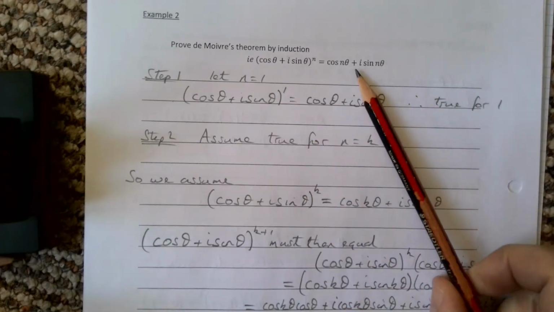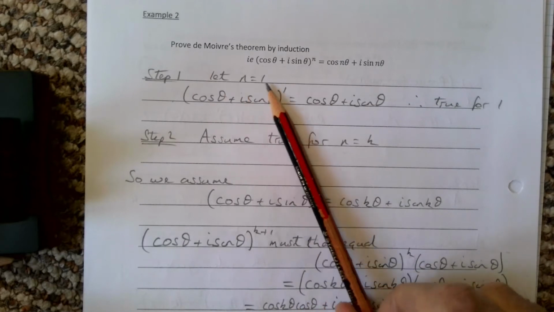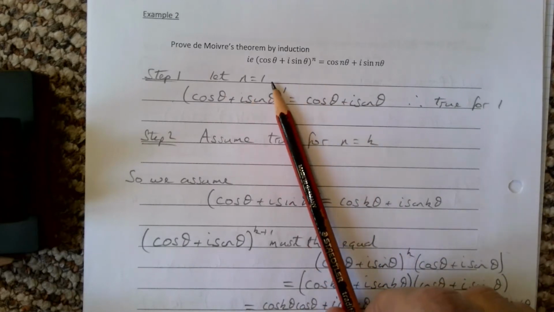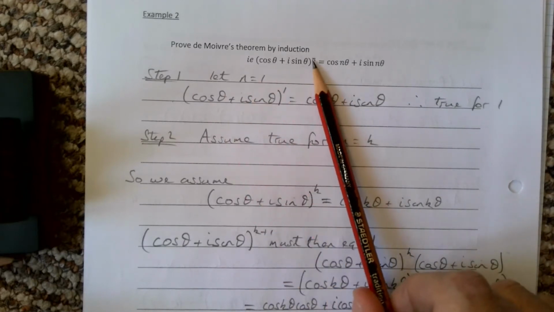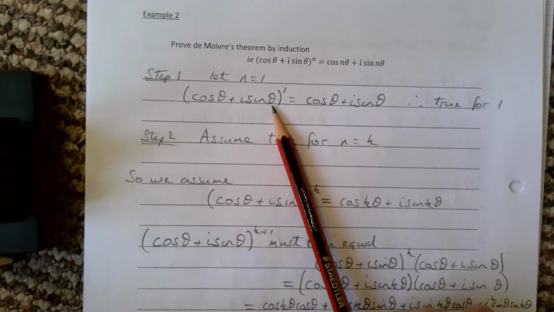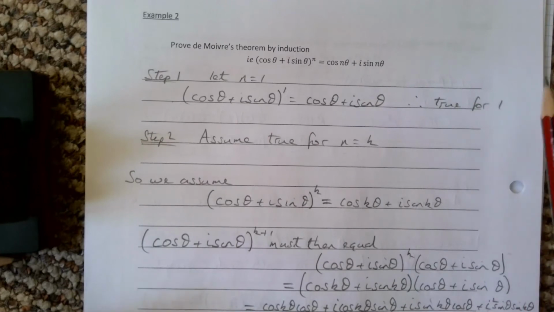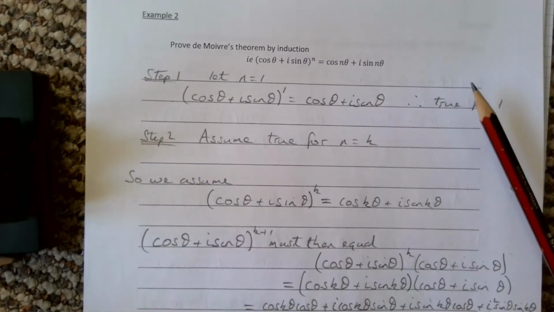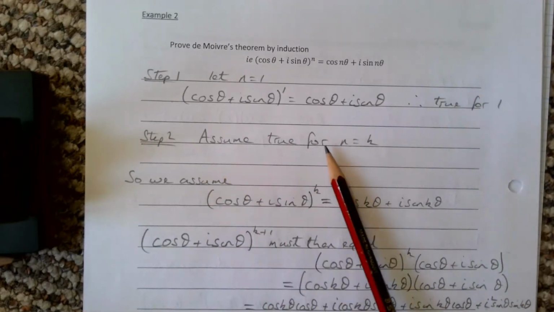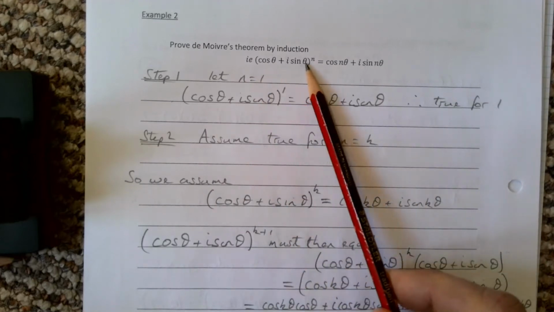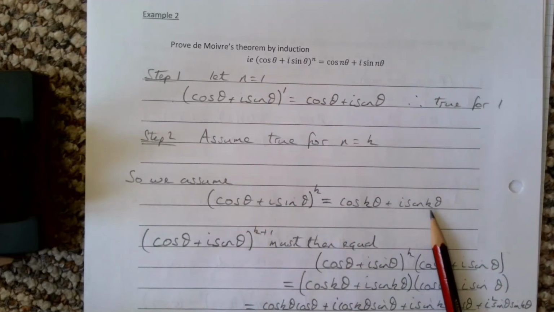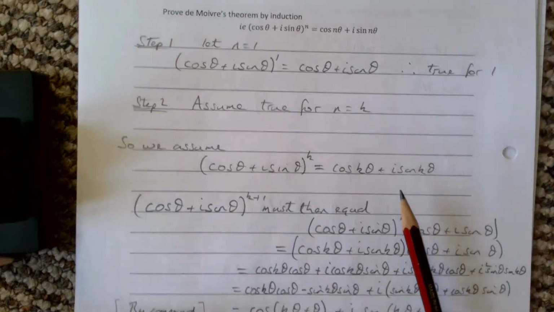Same plan as before. We show it's true then for a small number. So we're going to try the number 1. Exchange my n for a 1 here. I just get cos theta plus i sine theta. Exchange my n for a 1, I get cos theta plus i sine theta. A nice easy one then. It's true for the number 1. Next step, we assume it's true for k. So I just exchange all my n's here for k's, and we assume that this statement is true.